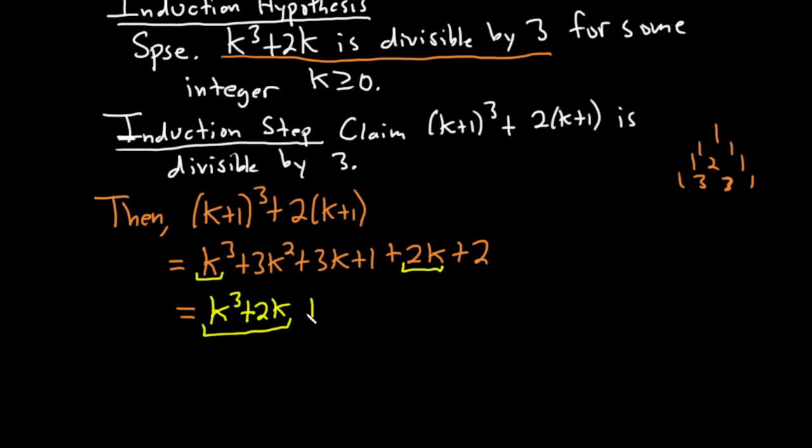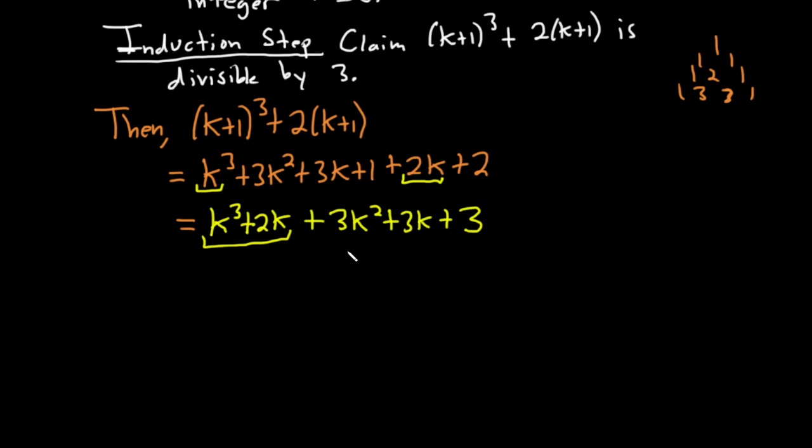So this is plus 3k squared plus 3k. And then plus 1 plus 2 is 3. Oh, beautiful. Look at that. That's really, really cool. So this is going to be equal to 3m, and that's for some integer m greater than or equal to 0.